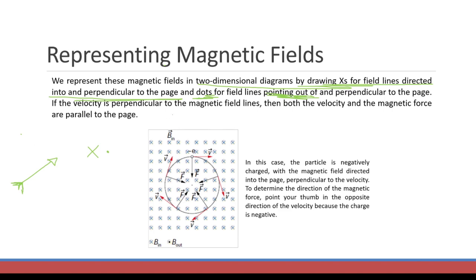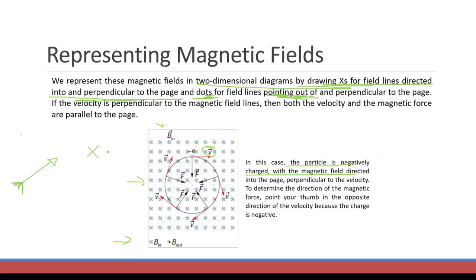And so if the velocity is perpendicular to the magnetic field lines, then both the velocity and the magnetic force are parallel to the page. Hence you see the v vectors and the force vectors are parallel to the page plane. And notice how B in and out are perpendicular.